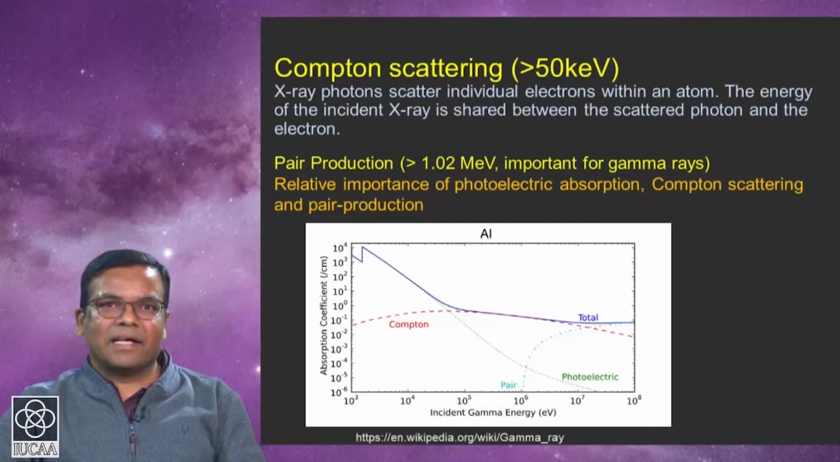In addition, at higher energies in the gamma ray band, there is another important process called pair production, but it is important in gamma rays, not in X-rays. So, at low energies below 50 keV, the photoelectric absorption cross section dominates. At hard X-rays, Compton scattering dominates, and at gamma ray energies, pair production dominates.